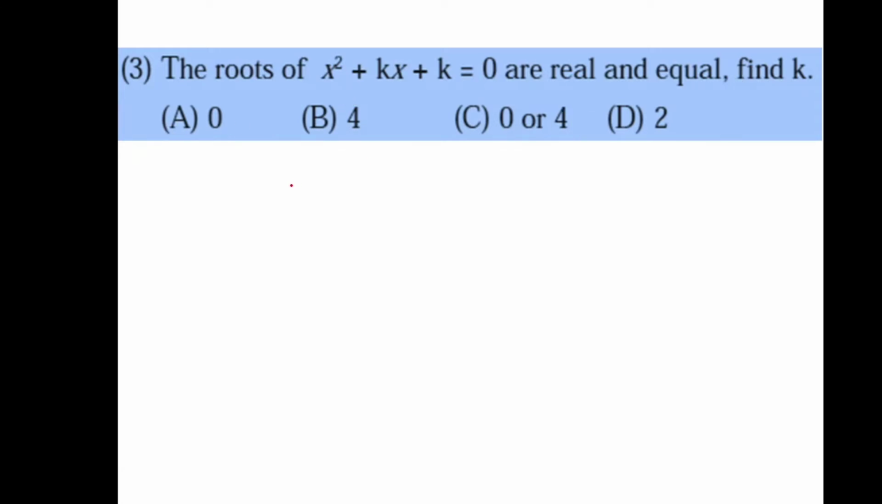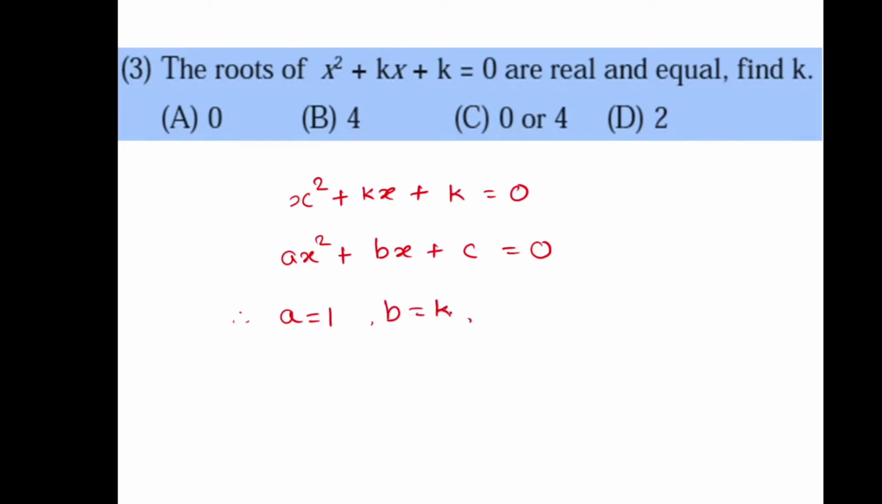Now to solve this equation, first of all we should write the equation, that is x square plus kx plus k is equal to 0. Now here for this equation it is given that the roots are real and equal. Now if we compare this equation with the standard form of a quadratic equation, that is ax square plus bx plus c is equal to 0, then by comparing we have the value of a as 1, which is the coefficient of x square, value of b is k, and value of c is also k.